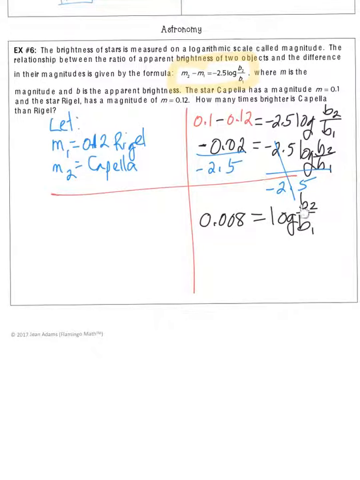So my goal is to get this by itself because, again, that ratio is going to tell us how many times brighter Capella is than Regal. And because they said Capella is brighter than Regal, that's why Capella became the sub 2, because that's the one we're trying to figure out is brighter. So if I'm going to try to get this by itself, I like to write my logs on the left, so I'm going to flip this.